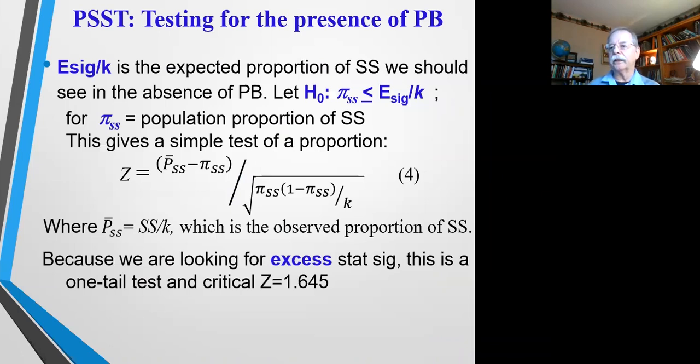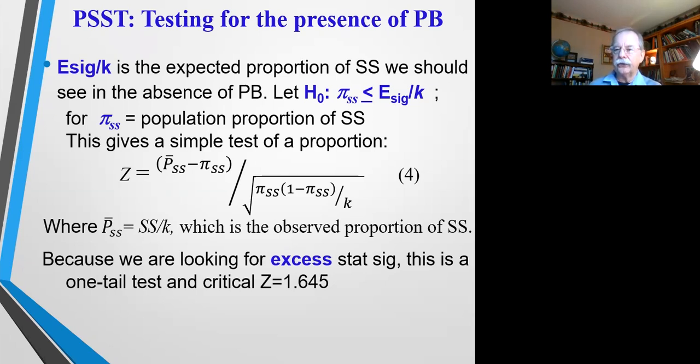Now to finish this calculation and actually show you our test, our first test is this PSST test, the proportion of statistical significance test. So we convert the Esig here to a proportion, just divide it by K, and that becomes our null hypothesis. And so our null hypothesis is that the actual proportion that are statistically significant is less than or equal to what we'd expect without publication bias. And so that's what PSST here is.